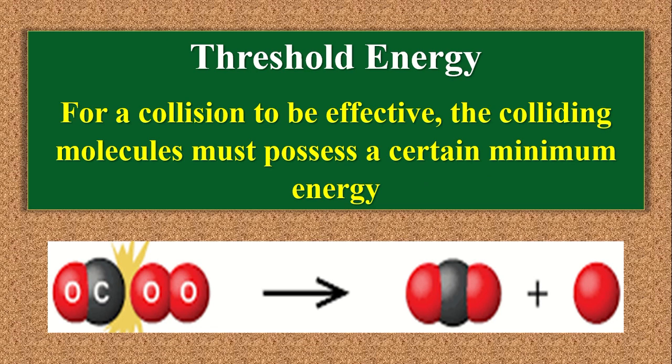Now, we know that for any reaction to take place, the reactant molecules must collide with each other. And for this kind of collision to be effective, the reactant molecules must possess some minimum energy so that they can collide and then bring about the formation of products. And this happens with every reaction. This minimum energy that must be possessed by the colliding molecules so as to bring about the reaction is called threshold energy.